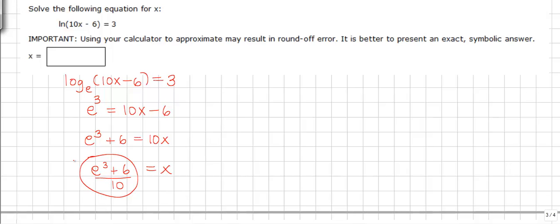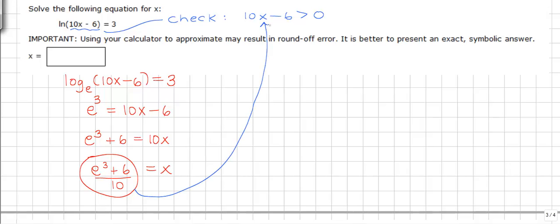And e cubed plus 6 all divided by 10 would be an appropriate symbolic value for x. And I want you to do something for me though. Every time you have a log equation, remember that you have a domain restriction that you don't have with exponential functions. And that domain restriction is that whatever's inside the logarithm must, as an end result, be positive. So you're going to take this value, sub it in for x, and check. And I'll let you guys go and do that, but I will say that I've already checked it and it does work, and this would be our symbolic answer.